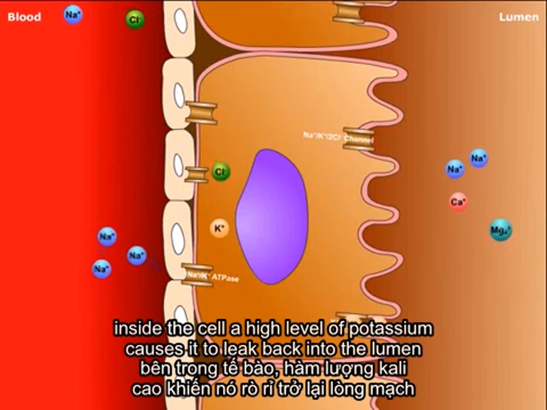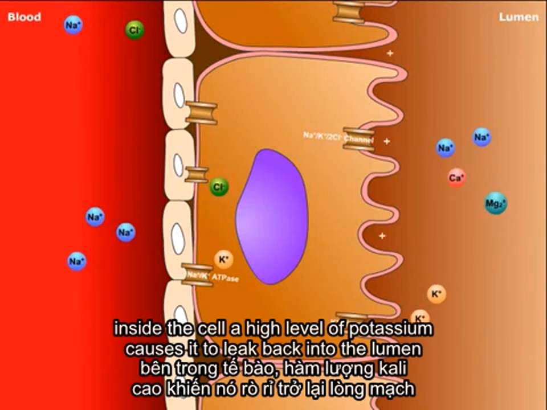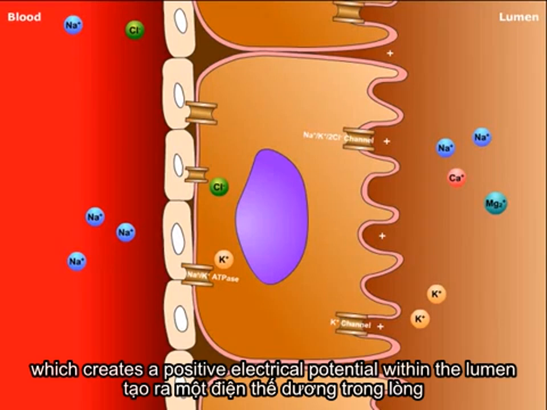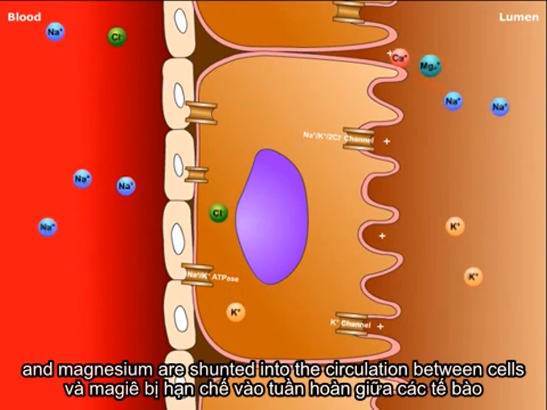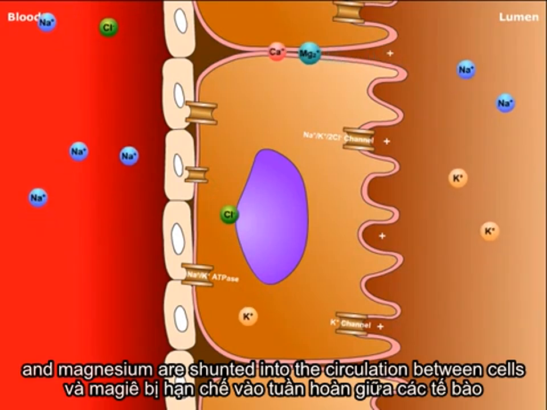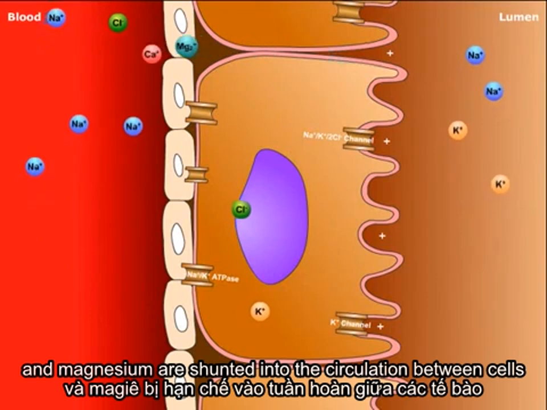Inside the cell, a high level of potassium causes it to leak back into the lumen, which creates a positive electrical potential within the lumen. Due to this positive potential, calcium and magnesium are shunted into the circulation between cells.